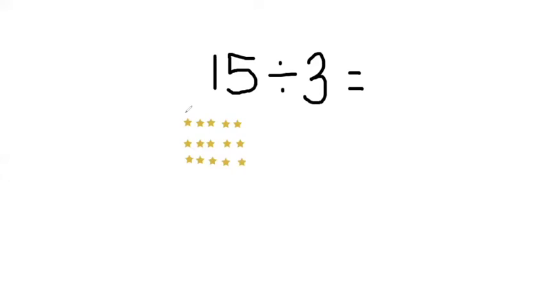And now I'm going to get you into groups of 3. So 1, 2, 3, this is the first group. 1, 2, 3, this is the second group. 1, 2, 3, we have the third group. 1, 2, 3, the fourth group. And 1, 2, 3, the fifth group.